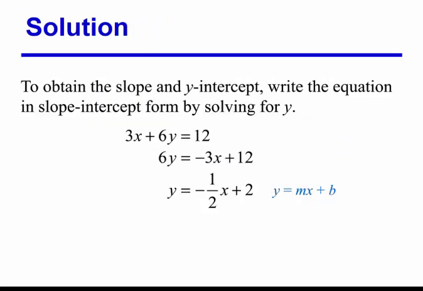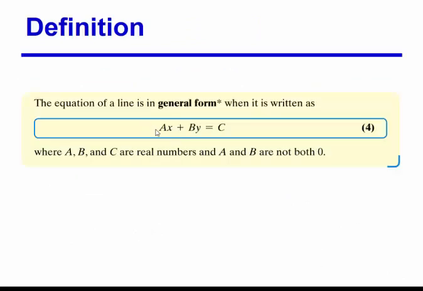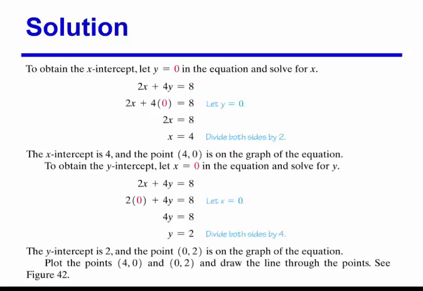I will also show in class a way of how to find the slope if it's in standard form without having to solve for y. So we're going to graph lines written in general form. General form is ax plus by is equal to c, where a, b, and c are real numbers and a, b are not both 0. And so here we have 2x plus 4y is equal to 8. We're going to go ahead and graph it by finding its intercepts.